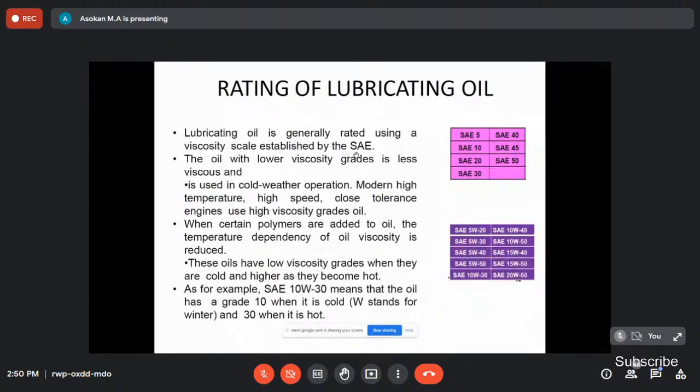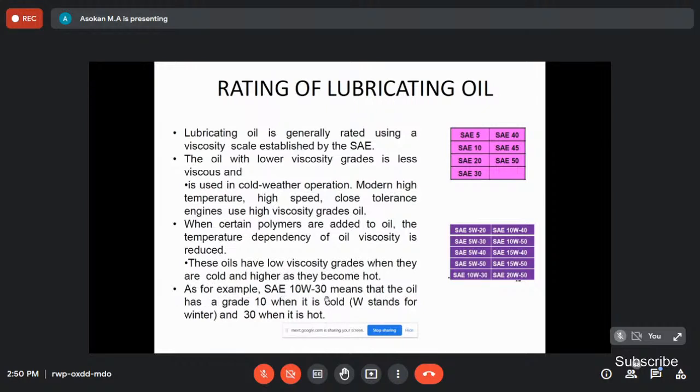That's what we are saying. So the oil with lower viscosity is less viscous, and then there is higher viscosity. Usually in cold weather operations, and modern high temperature, high speed, close tolerance engines, this oil has low viscosity grades when cold, and higher viscosity as it becomes hot.